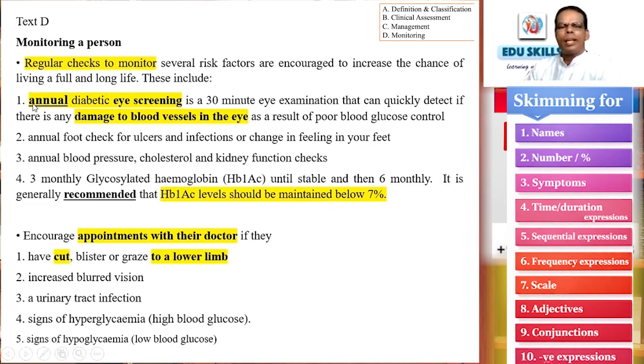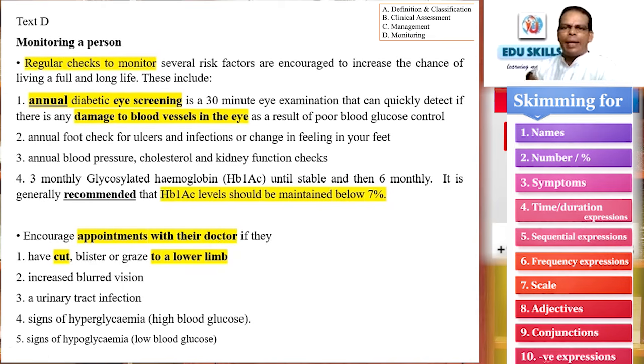Annual diabetic eye screening. Annual means a chronological expression is already there. Damage to blood vessels in the eye. HbA1c levels should be maintained below 7%. Appointments with the doctor. Cut, a left blister or a graze to a lower limb.